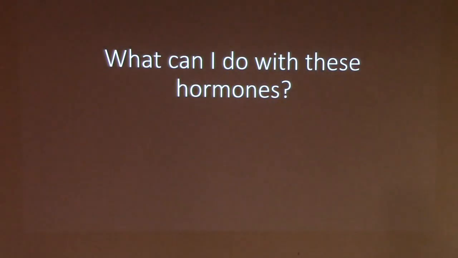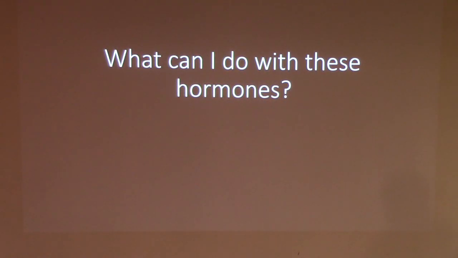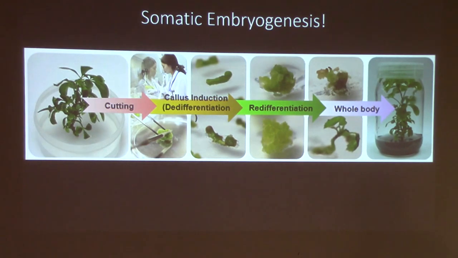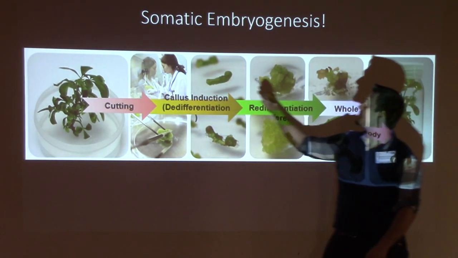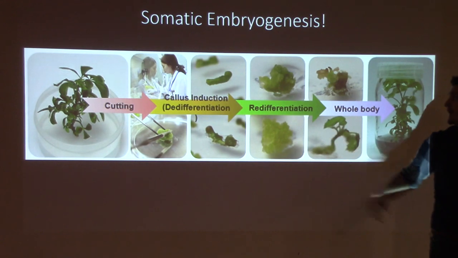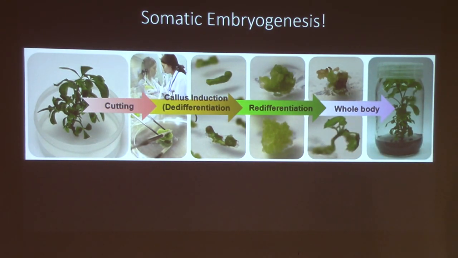So the question some people ask is, what can you do with these hormones? And I say, somatic embryogenesis. This is a really jargony word that basically means babies from the body. All right, really simple. You can take a cutting, a little piece of leaf, and put it on a media containing two hormones in different ratios.